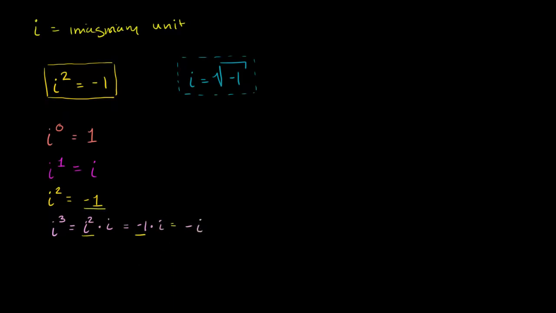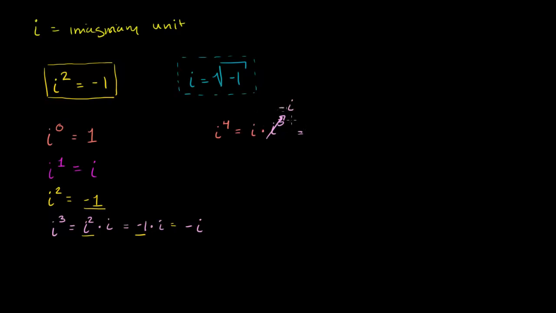Now what happens if we take i to the 4th power? Well, once again, this is going to be i times i to the 3rd power. But what was i to the 3rd power? i to the 3rd power was -i. So it's i times -i. i times i would give you -1, but you have a negative out here, so it gives you positive 1.